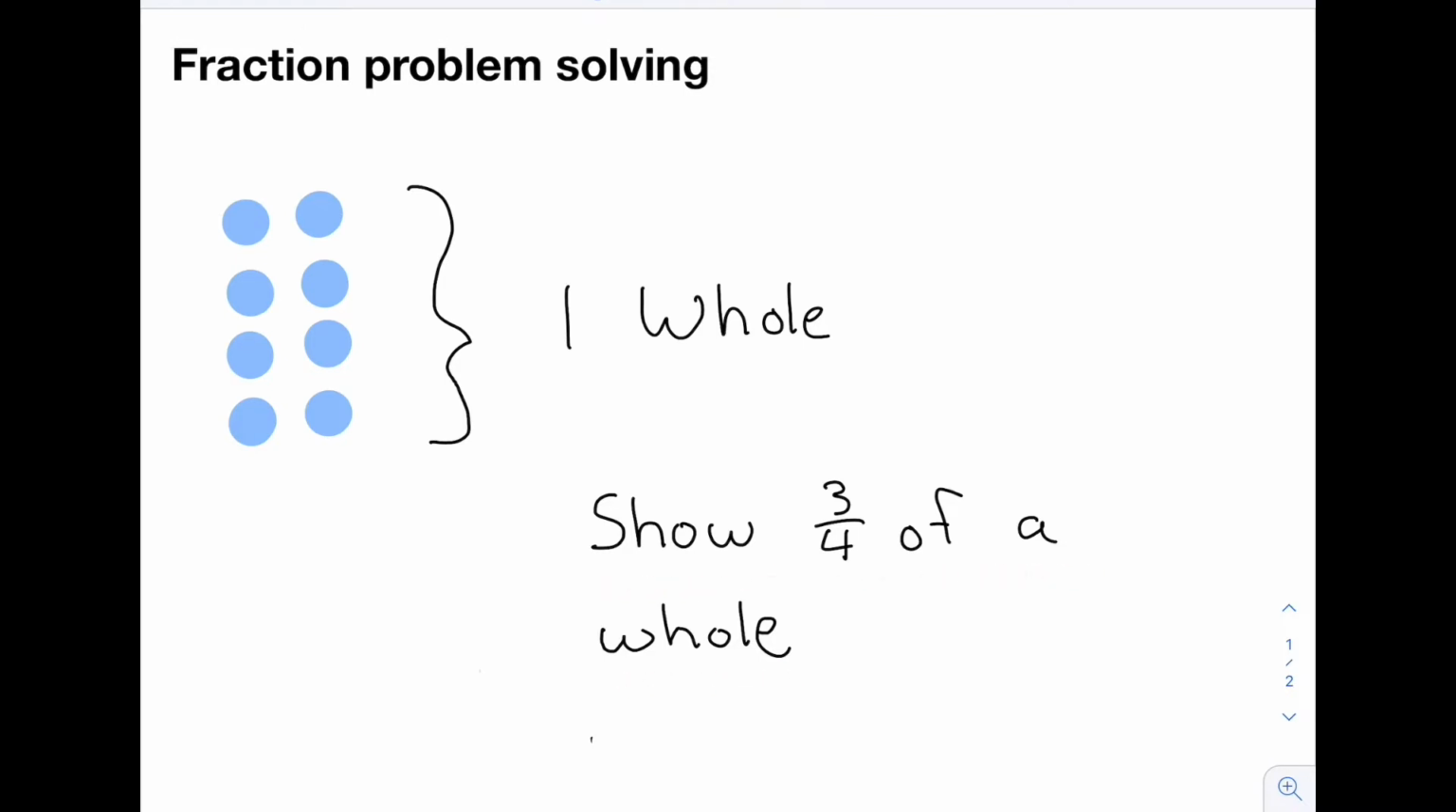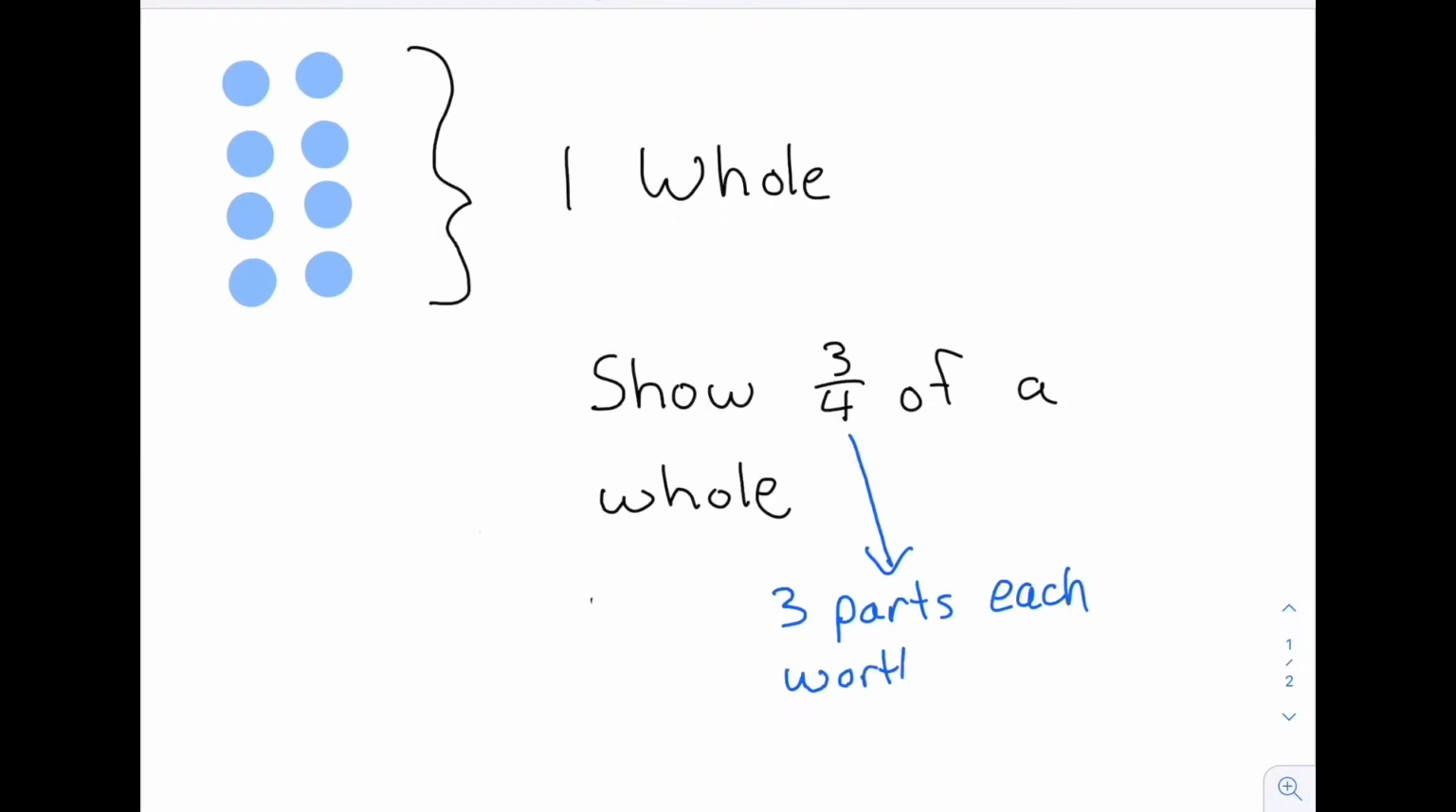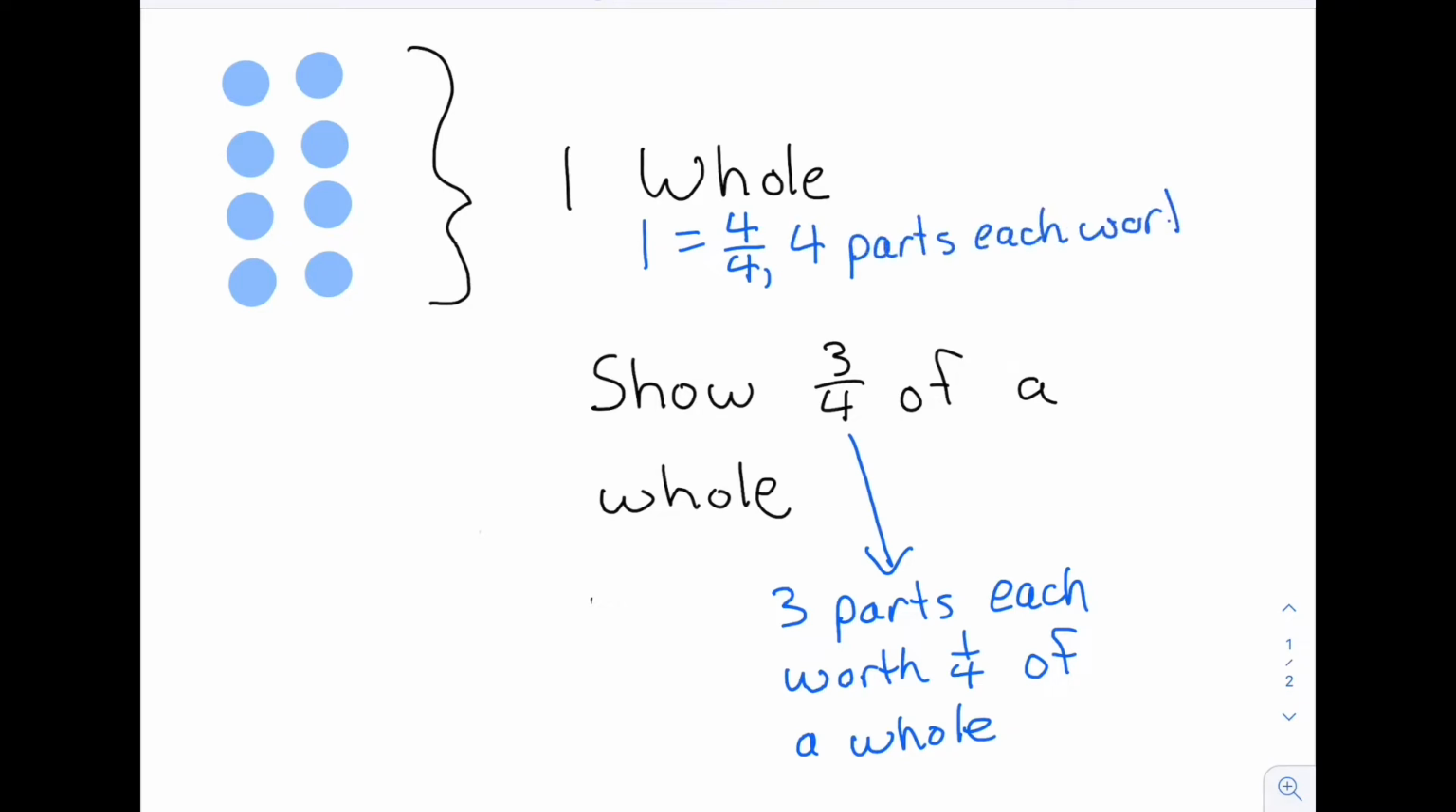Our strategy is going to be to represent our one whole in terms of fourths. Since we need 3/4, notice that 3/4 we can interpret as 3 parts, each worth 1/4 of a whole. So we need to break our whole into parts. We need to partition it such that we can see fourths. So we know that 1 is equivalent to 4/4, or 4 parts, each worth 1/4 of a whole.